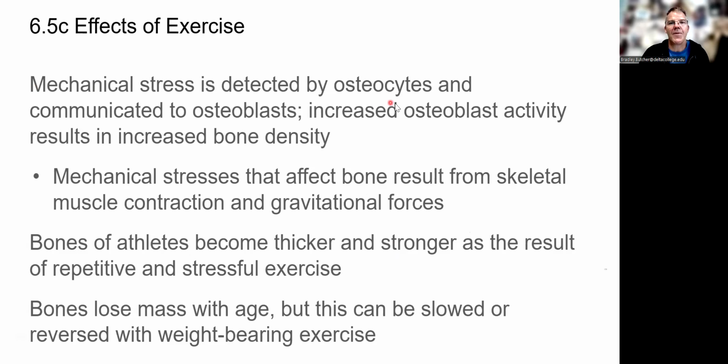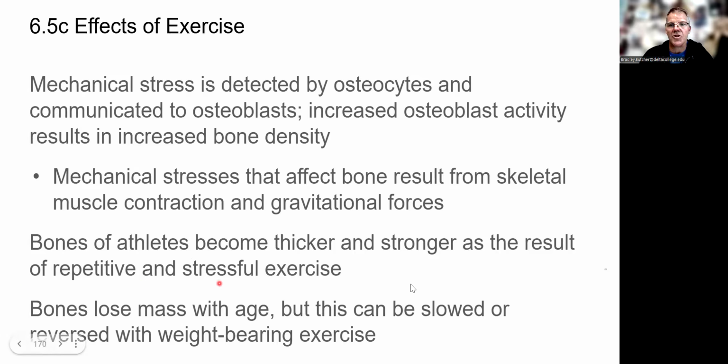Mechanical stress is detected by osteocytes and communicated to osteoblasts. It increases osteoblast activity and results in increased bone density. Mechanical stresses that affect bone result from skeletal muscle contraction and gravitational forces. So that's something that we have to really think about with our astronauts who are in space for long periods of time. Bones of athletes actually become thicker and stronger as a result of repetitive stressful exercise.